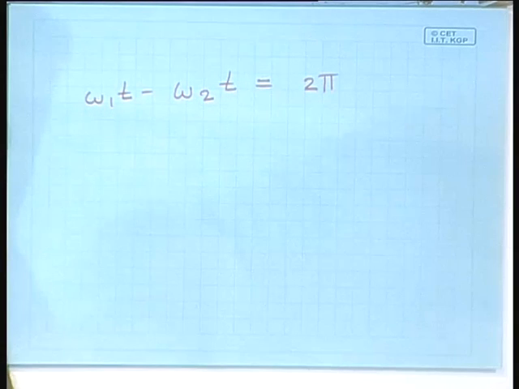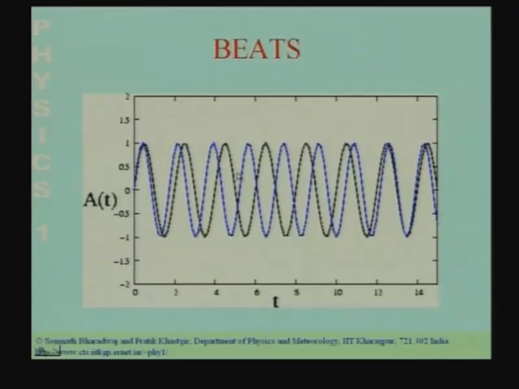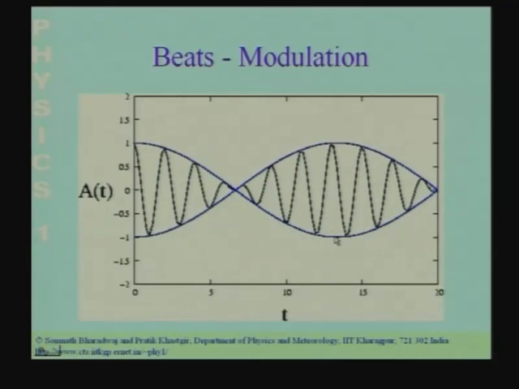So, you have the fast oscillation, and the amplitude of the fast oscillation changes. It becomes 0 when the two oscillations are exactly pi out of phase, and then again it adds up when they are 2 pi out of phase, again it becomes 0 when they are 3 pi out of phase, and so forth. So, you have this slow change of the amplitude, which is referred to as a modulation of the amplitude. So, this is what happens.